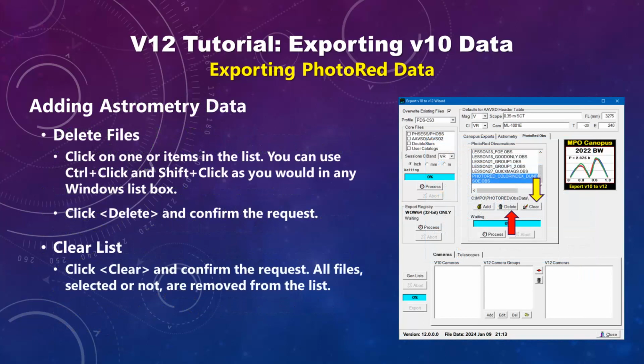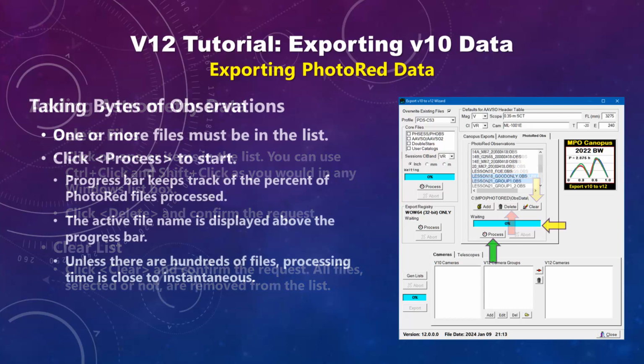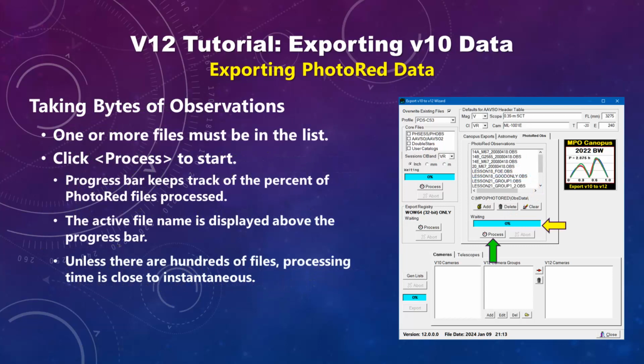To delete one or more files, select them in the processing list. You can use Ctrl+Click and Shift+Click, as you do in any Windows list box. Click the Delete button and accept the confirmation message. To clear all items from the list, click the Clear button and accept the confirmation message. You must have at least one observation file in the processing list to continue.